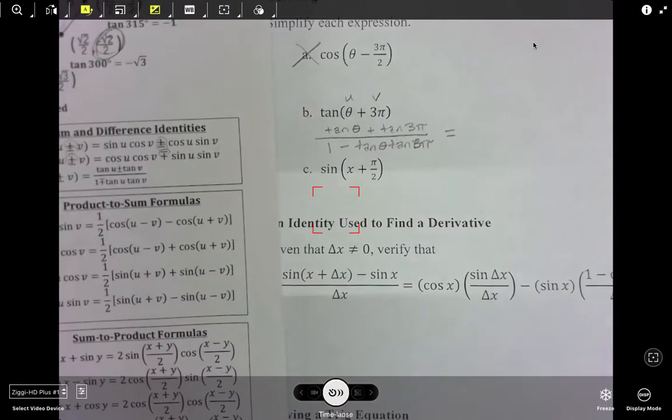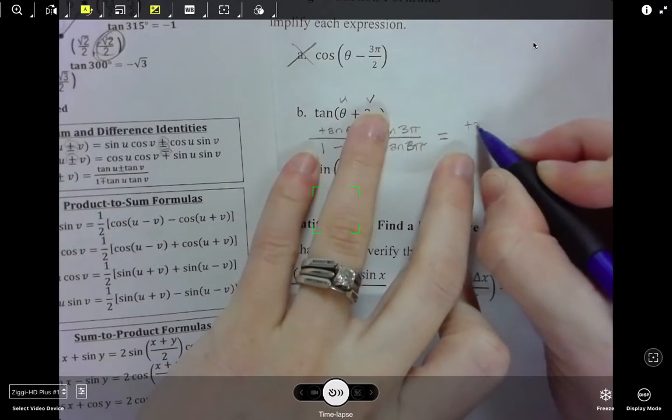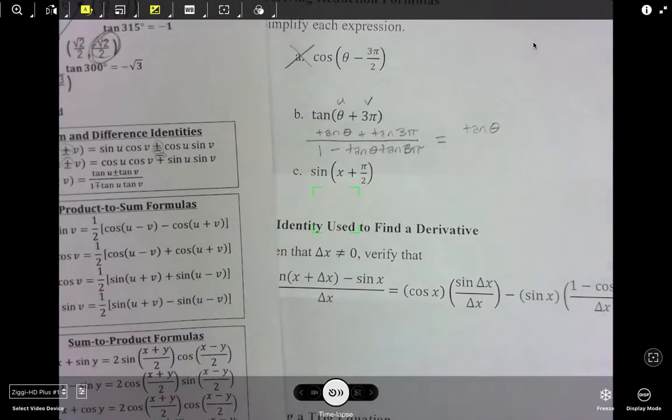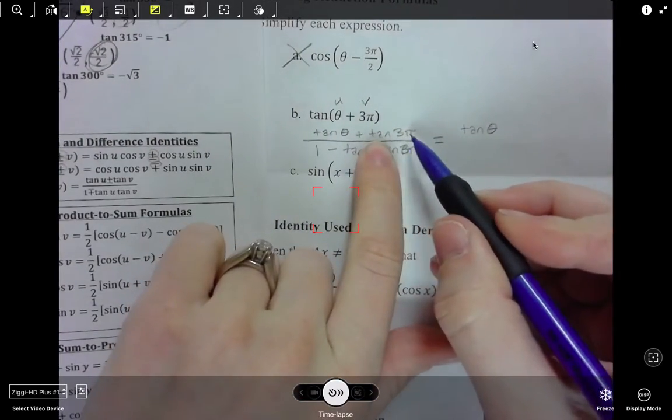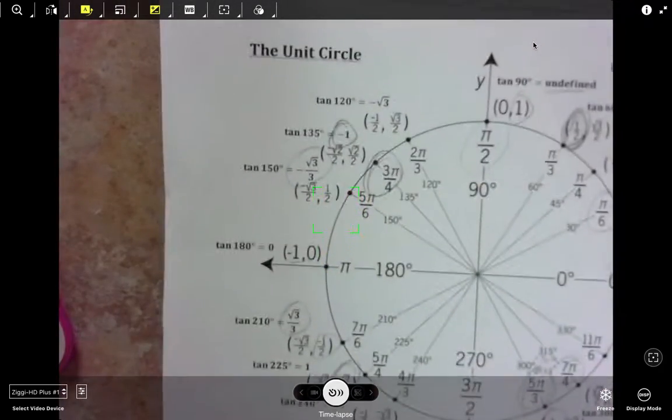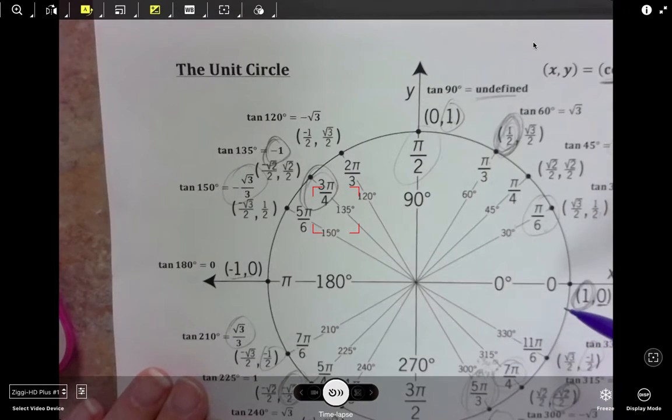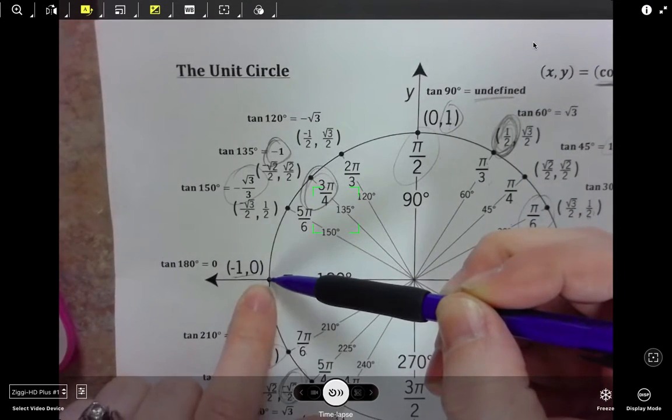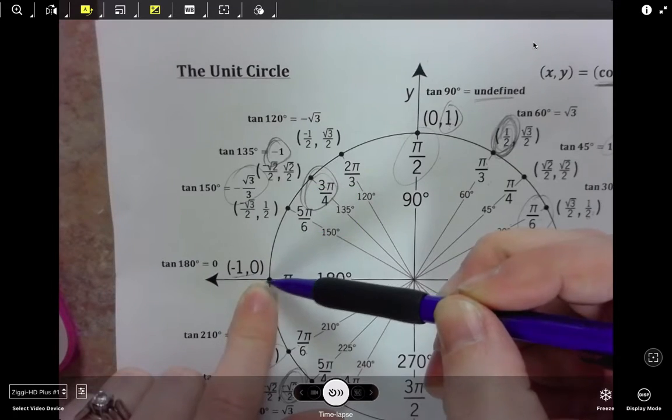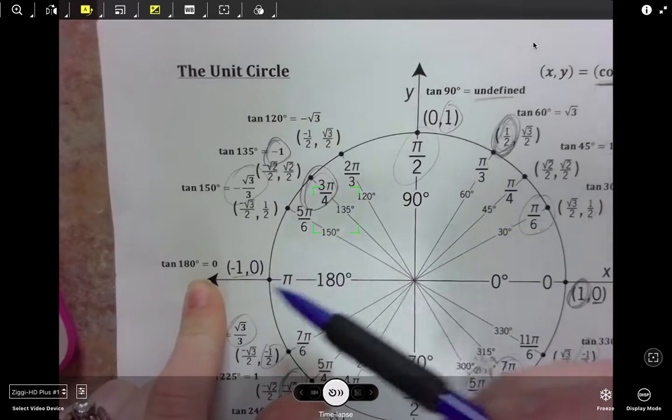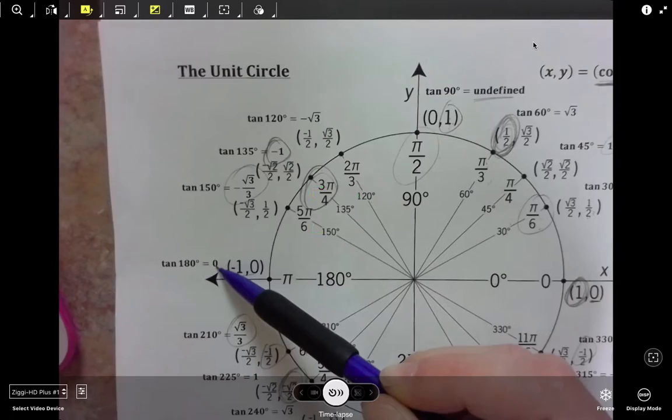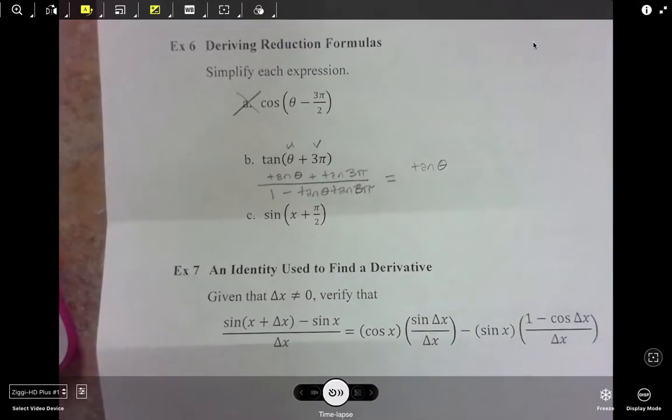All right, tangent of theta. I don't know what theta is, so we just leave it as tangent of theta. But I do know tangent of 3 pi. If I look on my unit circle, 3 pi is exactly the same as pi, because it's just coterminal with pi. Well, tangent of 3 pi would be 0. That's really nice. Tangent of 3 pi is 0.